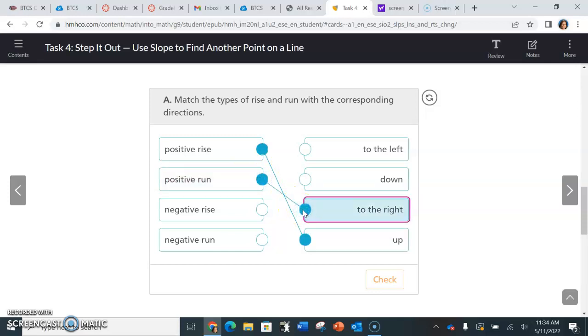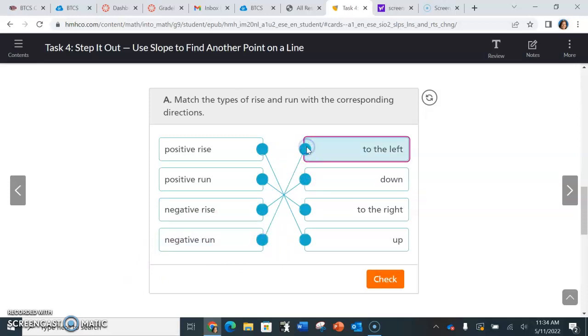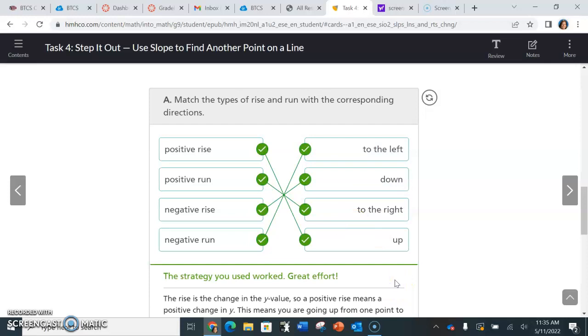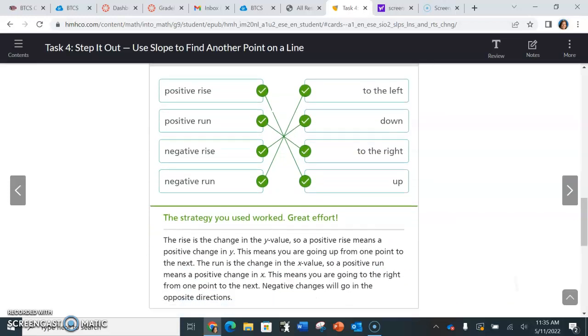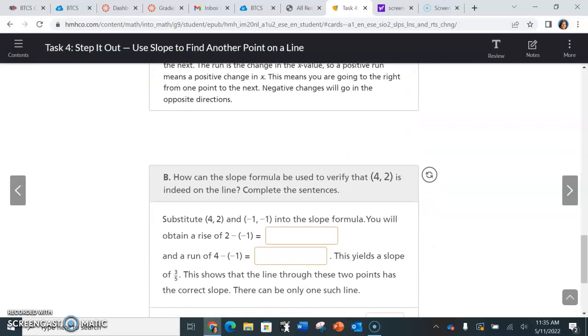A positive run is going to take you to the right of where you are, and a negative rise is going to take you down because rising is up or down, and then a negative run is going to move you backwards or to the left. So that basically determines the sign on the number.